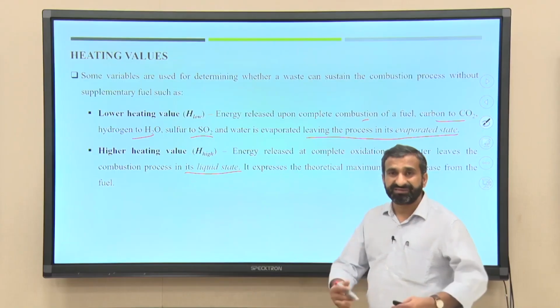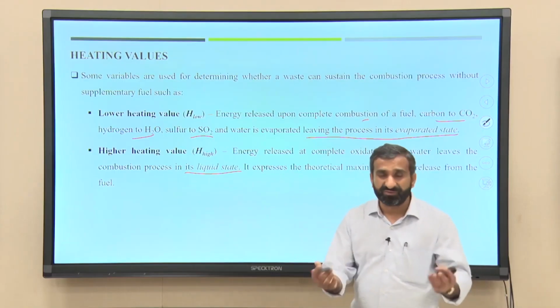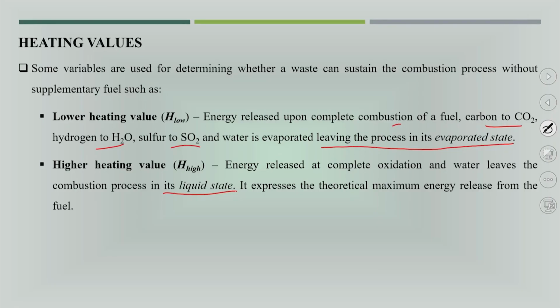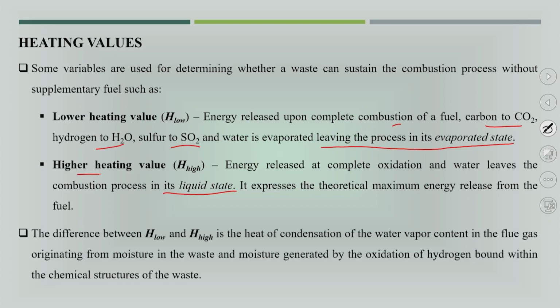Any equipment like a bomb calorimeter can be used to analyze the calorific value or heating value. There we will get the higher heating value data. And finally, based on the higher heating value, we can calculate the lower heating value parameter. The difference between H low and H high is the heat of condensation of the water vapor contained in the flue gas, originating from the moisture in the waste and moisture generated by the oxidation of the hydrogen bound within the chemical structure of the waste.